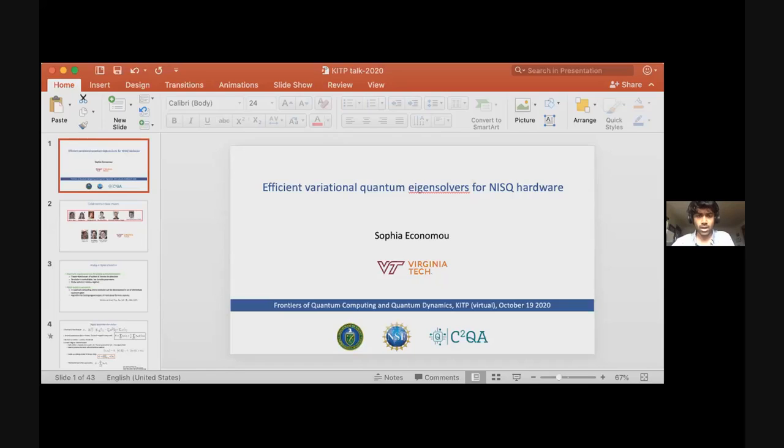Started. So thank you all for coming to the second session of the workshop today on NISQ and quantum simulation. Our first talk is going to be by Sophia Economou from Virginia Tech about efficient variational quantum eigensolvers for NISQ hardware.